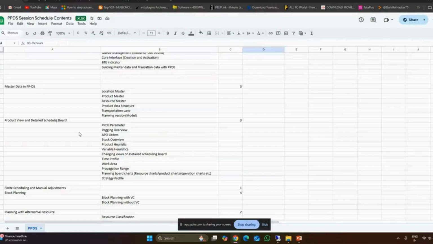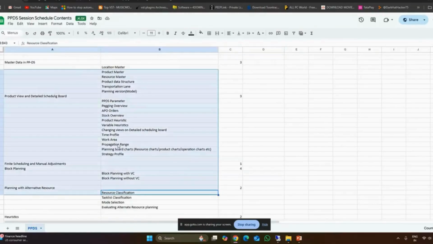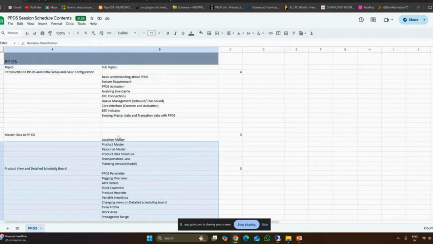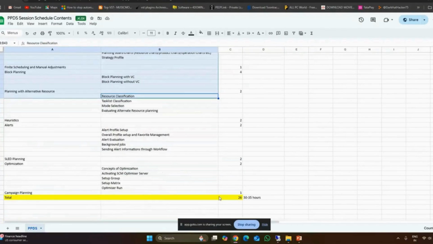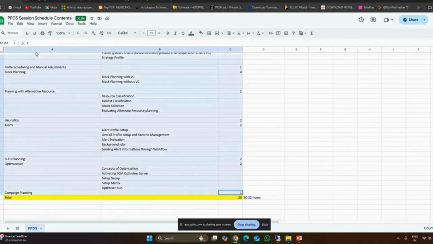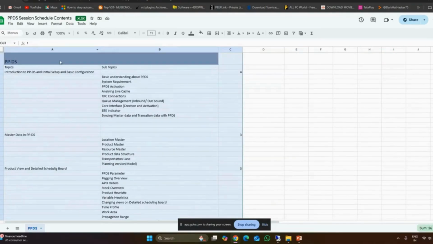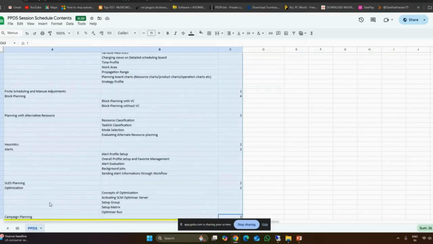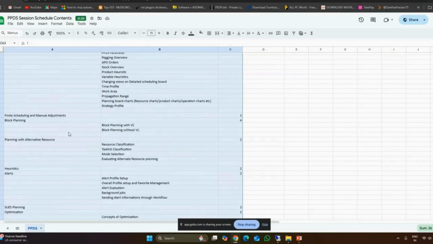So all the levels of advanced topics will be covered. Apart from this, to the best of my knowledge, these are the topics you need to know in any PPDS project. Any PPDS project you go to, you will find all these topics. Maybe you will find some fewer topics, but these are the topics that you need to know. Apart from this, if you have any other topic you want to cover, you can let me know and we can cover that as well.